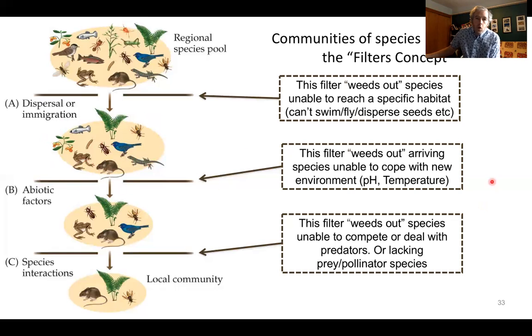After you've passed through the dispersal filter, you then have the abiotic filter. This filter weeds out arriving species unable to cope with the new environment, i.e. changes in pH or temperature.